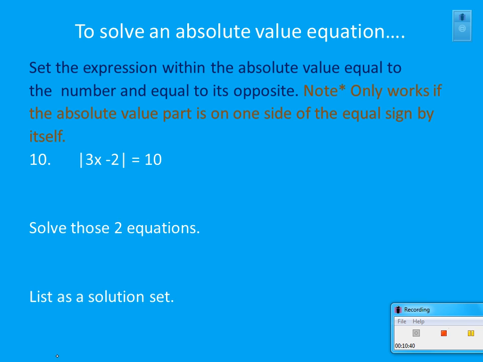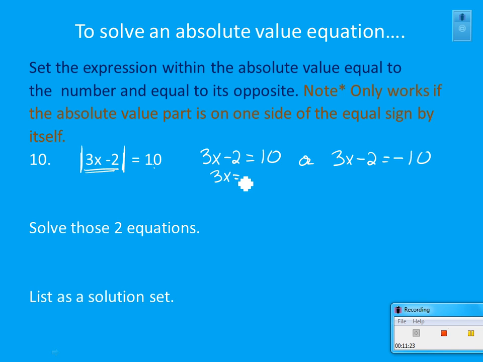Okay, here's number 10. And then I gave you on your class example sheet the steps to solve these. Set the expression within the absolute value equal to the number and equal to its opposite. And this only works if the absolute value part is on one side by itself. So I've got the absolute value on one side all by itself. Well, what am I going to do? I'm going to say 3x minus 2 can be 10 units to the right of 0, or 3x minus 2 can be 10 units to the left of 0. So guys, all I'm doing is setting that equal to that, and setting that equal to its opposite. Now we're just going to solve this.